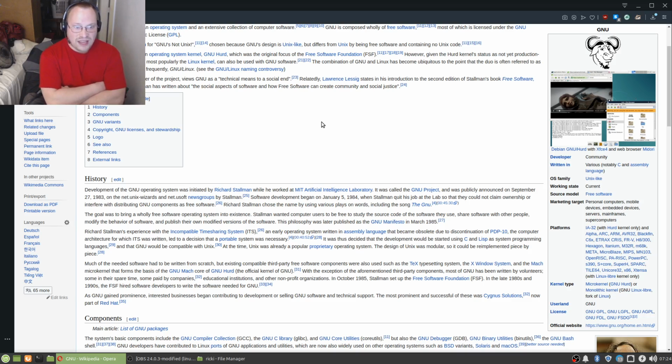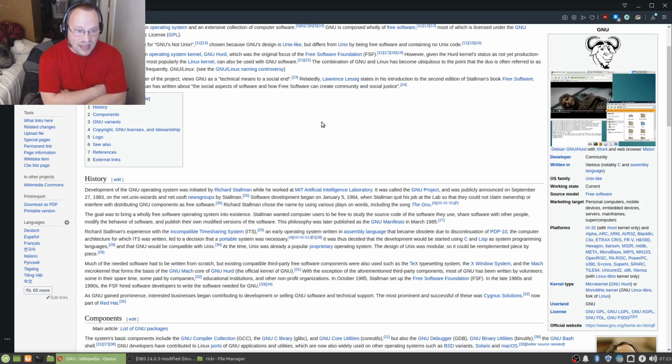Richard Stallman's experience with the Incompatible Timesharing System (ITS), an early operating system written in an assembly language that became obsolete due to discontinuation of the PDP-10, the computer architecture for which ITS was written, led to a decision that a portable system was necessary. It was thus decided that the development would be started using C and Lisp as system programming languages, and that GNU would be compatible with Unix. At the time, Unix was already a popular proprietary operating system. The design of Unix was modular, so it could be reimplemented piece by piece.